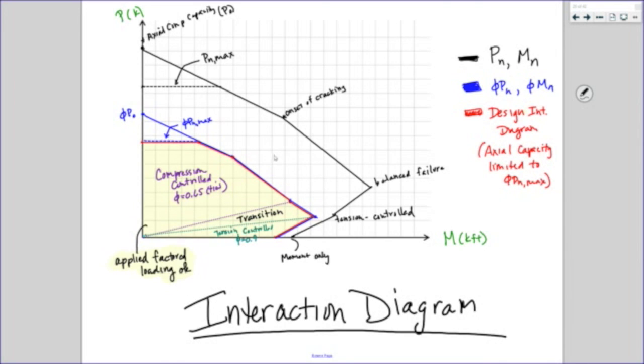And they're all going to generally have this shape. They might look slightly different. Sometimes the balanced failure moves in a little bit more, with a little bump out at the tension controlled. But they're all going to generally have this same shape. And you can solve for a bunch of different strain values and maybe round this out a bit. But that is how you do an interaction diagram. Okay? All right, now I'll really be finished.